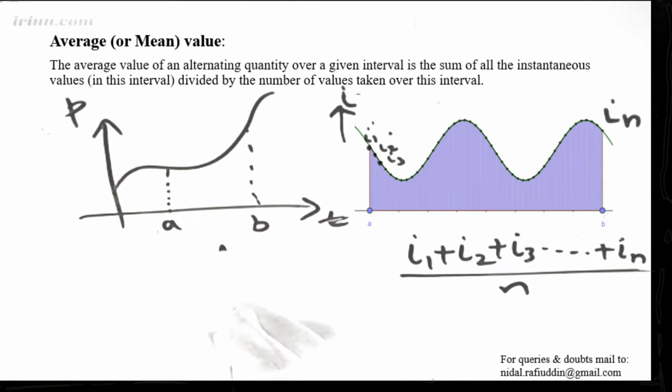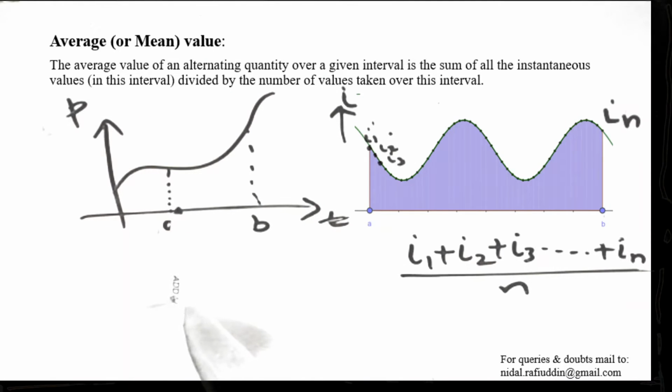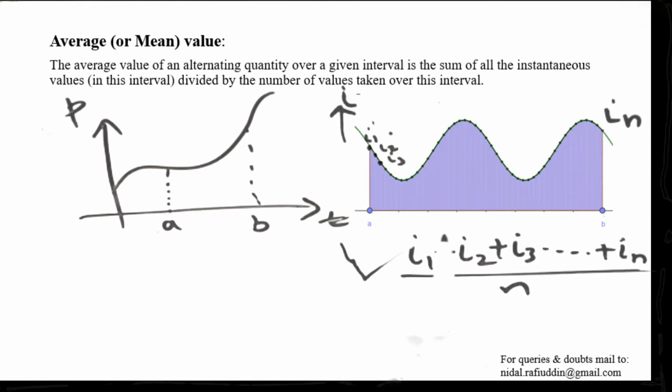And likewise in this particular case the same definition can be applied. You will have to count the number of instantaneous values that lie between A and B, and you will have to sum all those instantaneous values and then divide by the number of such values. So this particular definition applies only for the discrete values or the instantaneous values.